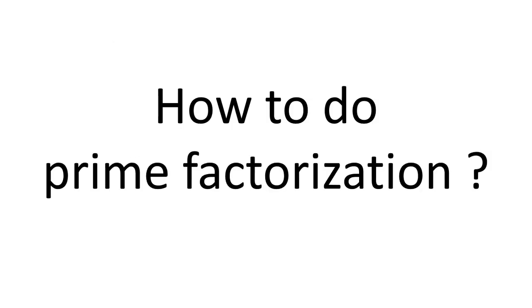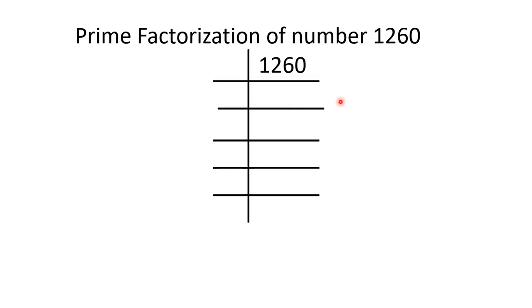How to do prime factorization? Let us learn this with the help of two examples. Let's consider number 1260. So write the number like this and make a grid of horizontal lines with one vertical line.